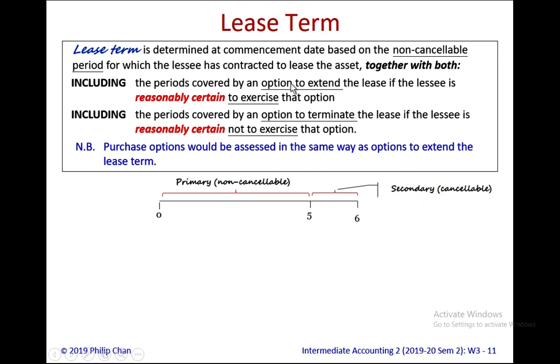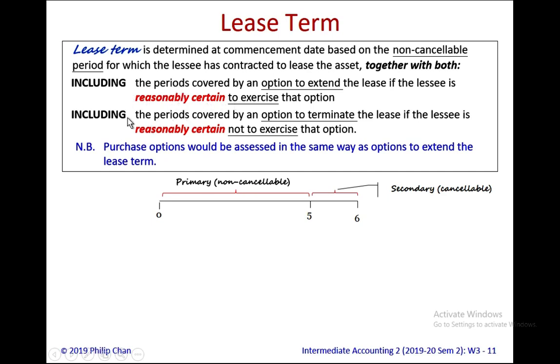So if it is reasonably certain that the lessee would lease the asset for another year, then that secondary period would be included in the lease term calculations. But how can we be certain if we give that option to lessees? How can we be certain that the lessee will lease it? Well, we have to assess, is it reasonably certain that the lessee will lease it? How do we assess it then? We will give you some guidelines later on within these slides.